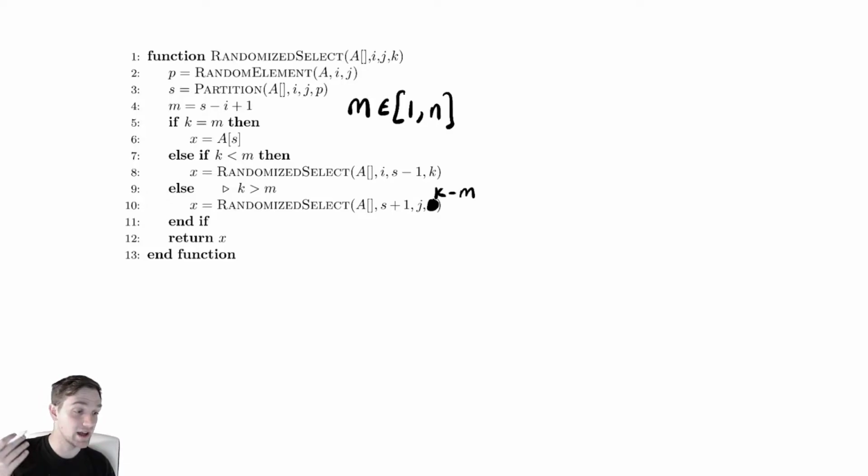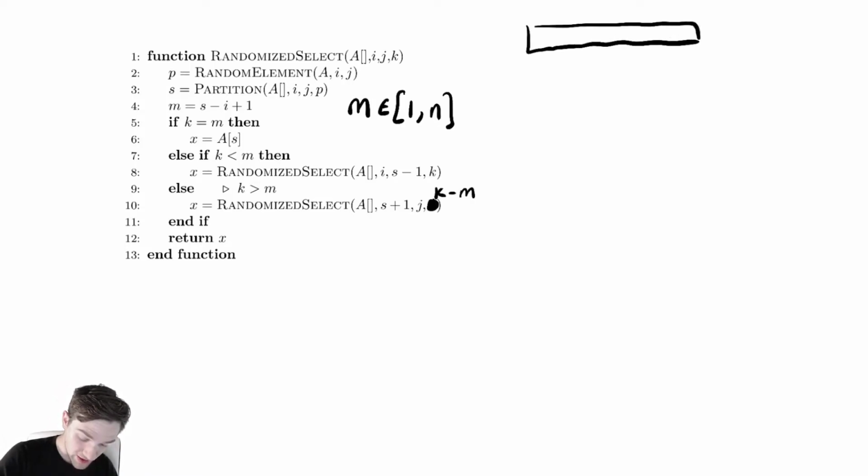So if k is the element we are looking for, if this value m is equal to k, that means we found the kth order statistic, because m is the order of that pivot element. Now, if k is less than m, that means that our array, after we partitioned it around some point p, this is location s, and it is the mth element. s is the position between i and j, and m is the position from 1 to n. So s goes from i to j, and m goes from 1 to n.